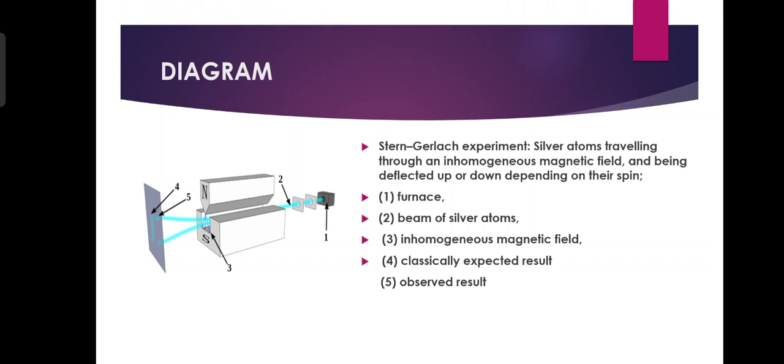So, here is the diagram. Stern-Gerlach experiment: silver atoms traveling through an inhomogeneous magnetic field and being deflected up or down depending on their spin. Number one, furnace. Number two, beam of silver atoms. Number three, inhomogeneous magnetic field. Number four, classical unexpected result. And last one, number five, observed result.